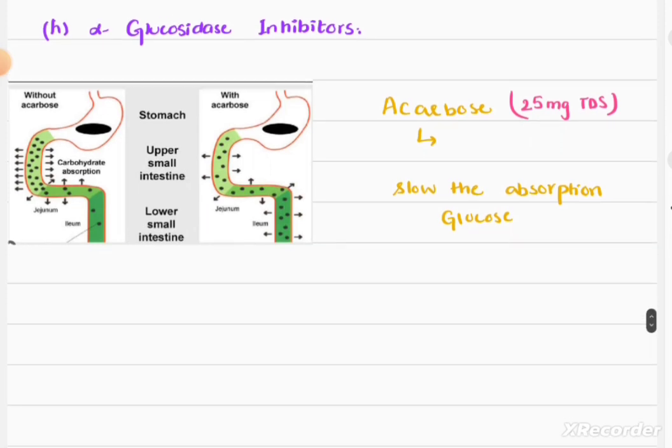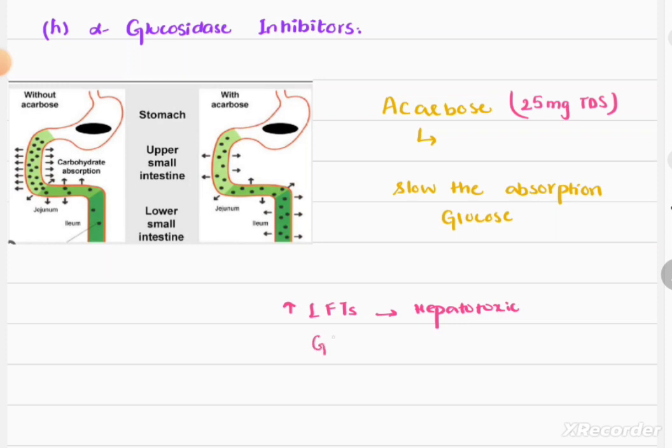They may cause GI effects, which include flatulence, diarrhea, and abdominal pain. Also, there are reports of increased LFTs, increased liver function tests, which means that it has a hepatotoxic effect. So if the patient already has any hepatic impairment, you would not give them acarbose. Apart from the increased LFTs, they also have GIT adverse effects, which are flatulence, diarrhea, and abdominal pain.